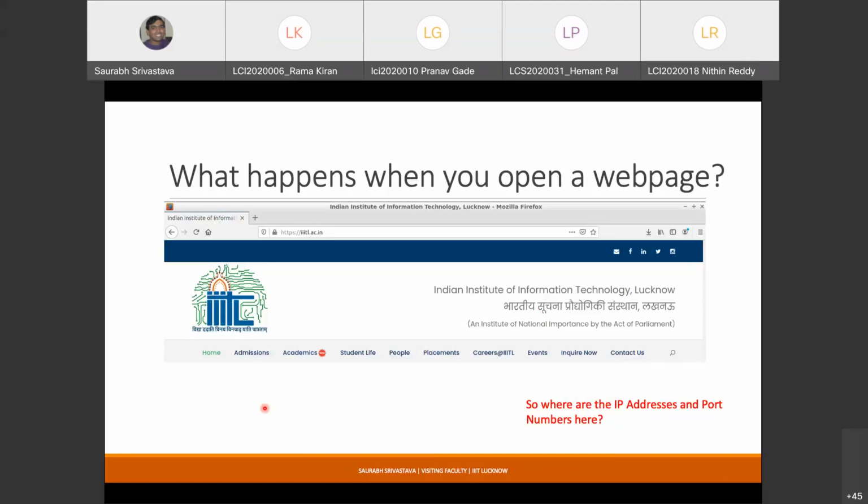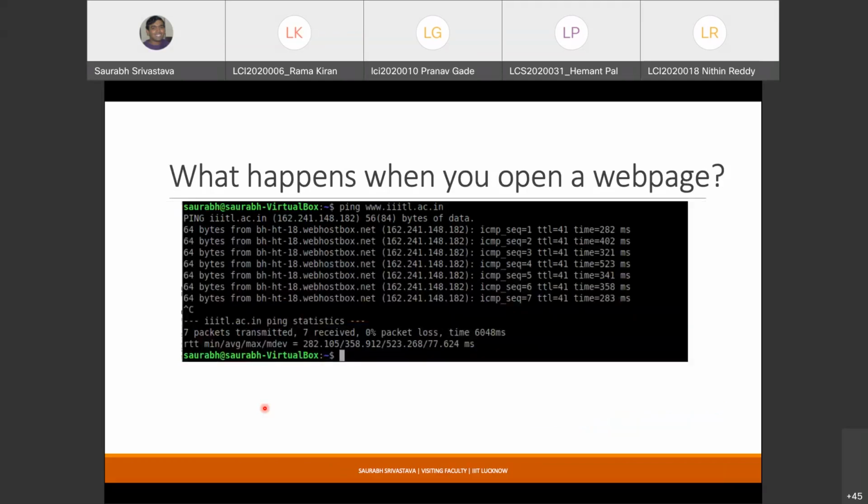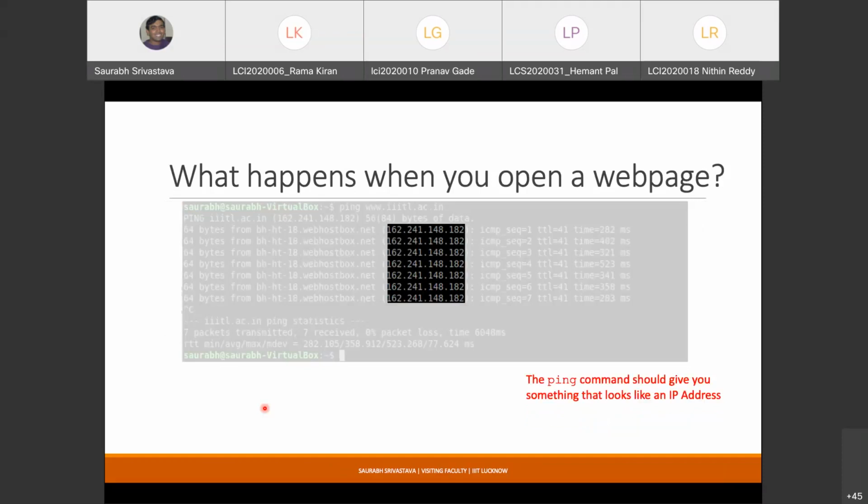So here there are no IP addresses, there are no port numbers. There's just a string, right? flightl.ac.in. And if you want to know these numbers, the first thing that you can probably do is issue a ping command. You can say ping and then the name of that particular domain which you just typed on the web page, and then something like this will appear on the screen. By the way, all these commands are associated with Linux only.